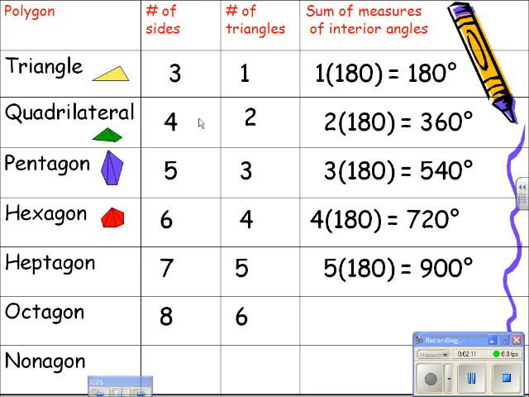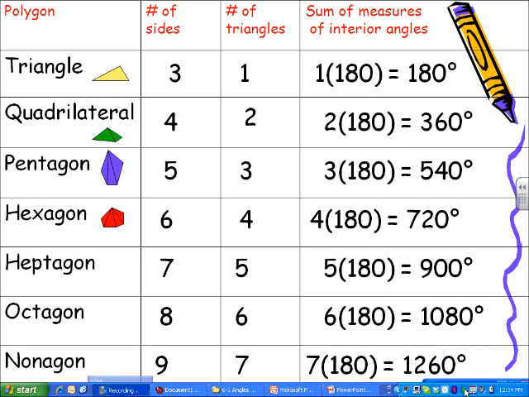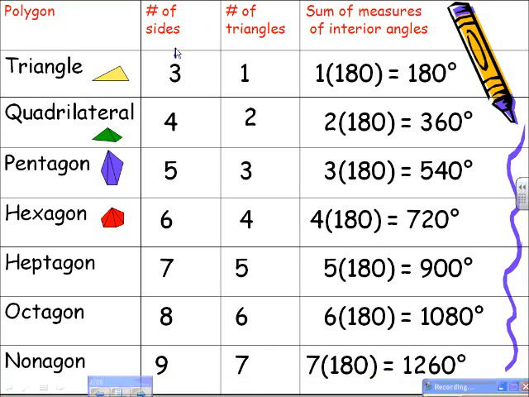An octagon has 8 sides and would have 6 triangles, so its 8 angles add up to 1080. A nonagon has 9 sides, so it would have 7 triangles, and it would add up to 1260 degrees. The key to this whole problem is the relationship between the number of sides and the number of triangles. If I have n sides, the number of triangles is always n minus 2. 3 minus 2 is 1, 4 minus 2 is 2, 5 minus 2 is 3, 6 minus 2 is 4.